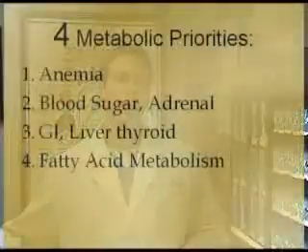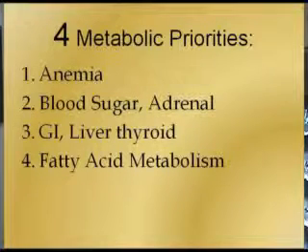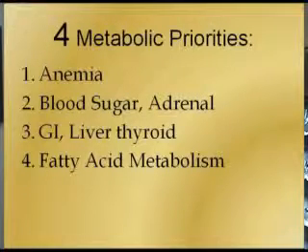So there are four priorities when we look at a patient metabolically. So the metabolic priorities are this. Number one, we need to look for anemias. Number two, we need to look at your blood sugar and your adrenal function. Number three, we need to look at the GI function, liver function, and thyroid function. And number four, we need to look at your fatty acid metabolism.